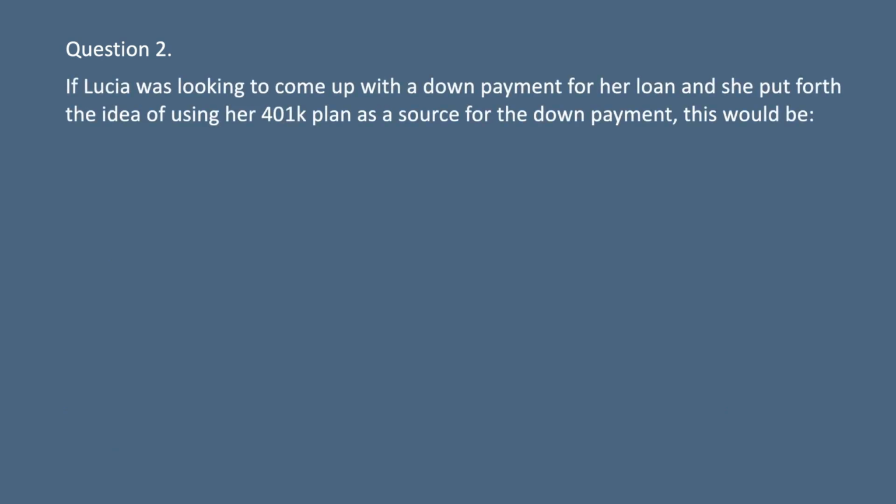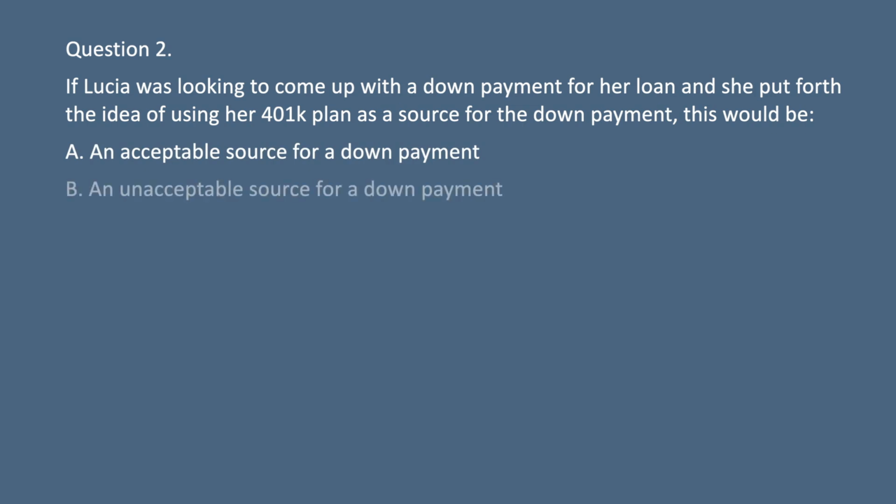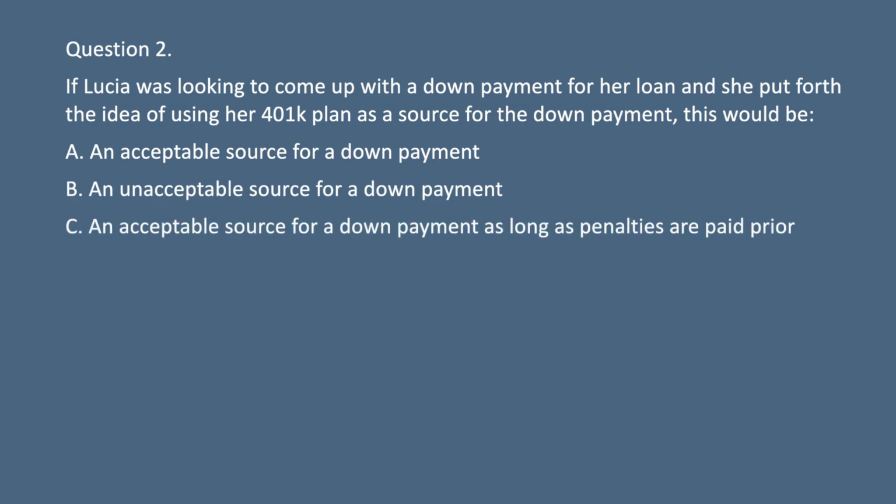Question 2. If Lucia was looking to come up with a down payment for her loan and she put forth the idea of using her 401k plan as a source for the down payment, this would be A. An acceptable source for a down payment. B. An unacceptable source for a down payment. C. An acceptable source for a down payment as long as penalties are paid prior. D. None of these. Answer.